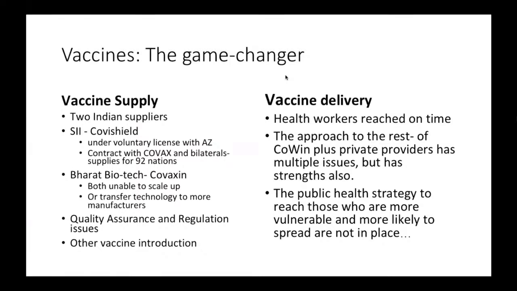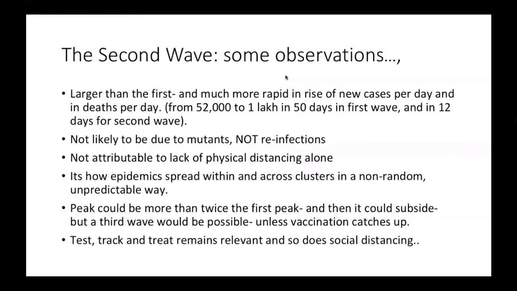My last slide, before I close. The second wave, because we are right in the middle of it, how can I not talk on this? It's larger than the first, much more rapid in the rise of new cases per day and deaths per day. In the first wave, to go from 50,000 to 1 lakh cases per day, it took 50 days, 1.5 months. But in the second wave, it has taken only 12 days. It's almost 3 to 4 times faster.